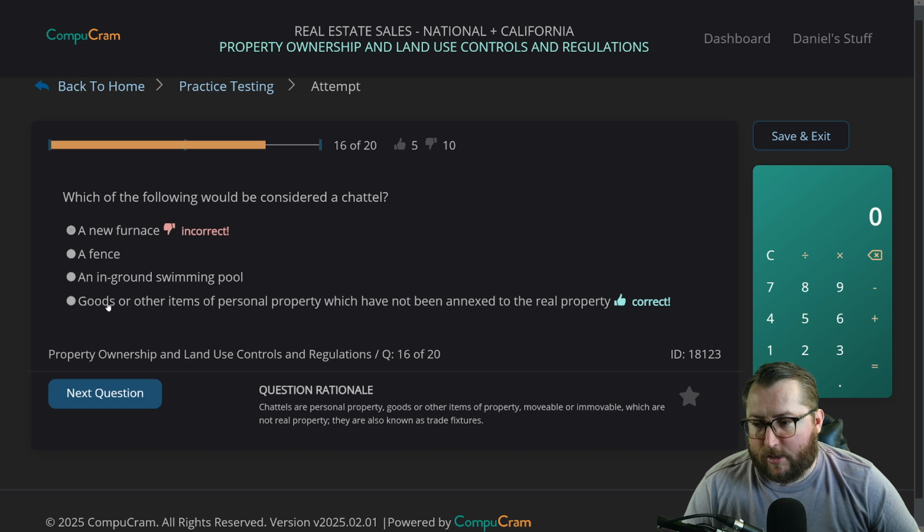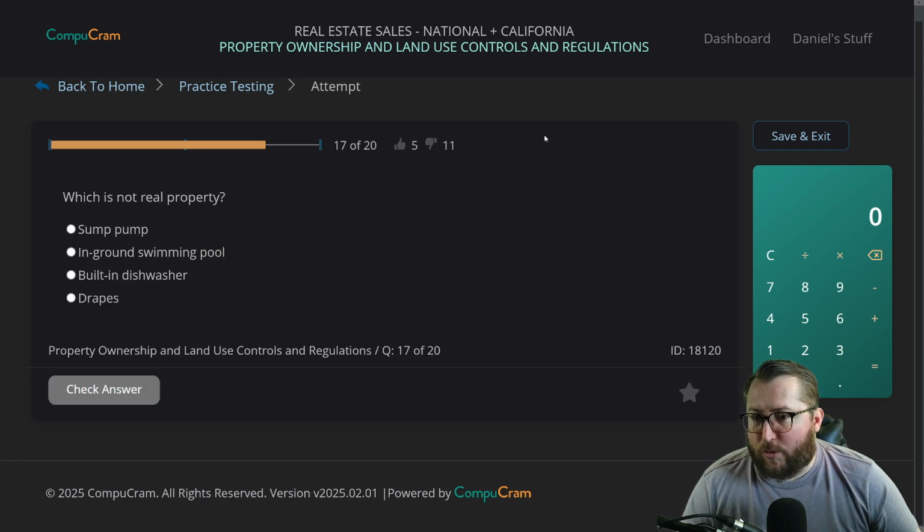Incorrect. It is D. Goods or other items of personal property which have not been annexed to the real property. Question rationale. Chattels are personal property, goods, or other items of property, movable or immovable, which are not real property. They are also known as trade fixtures. Okay. So this is stuff that they could take with them. But if they leave it, then I think it's yours.